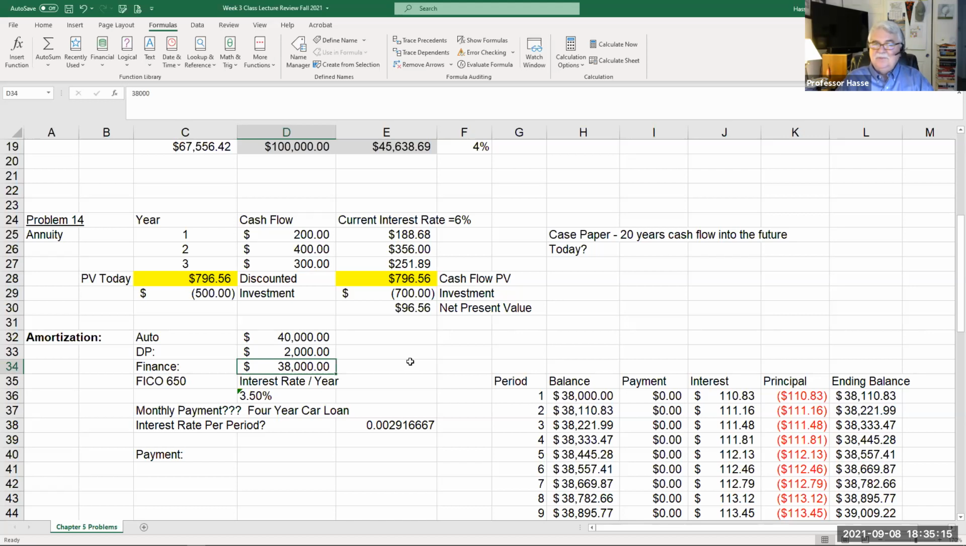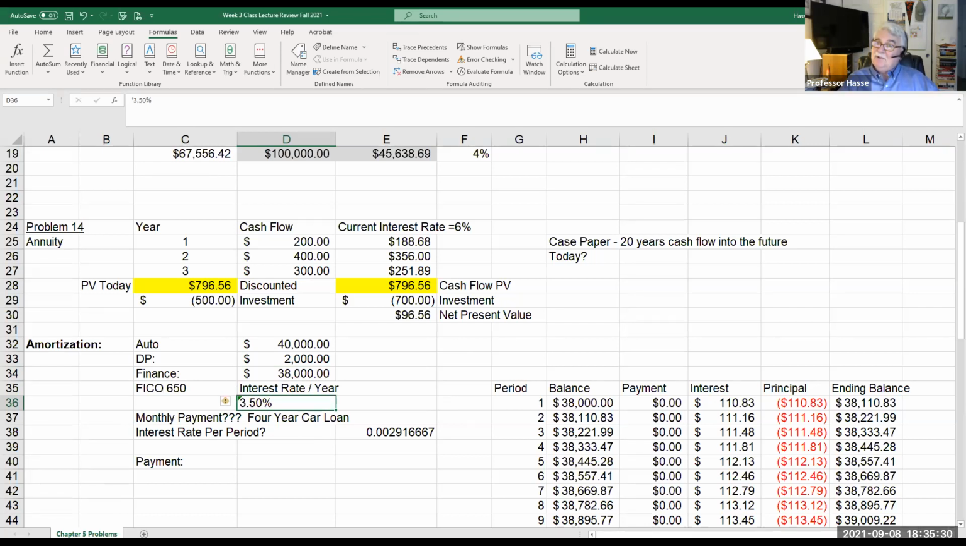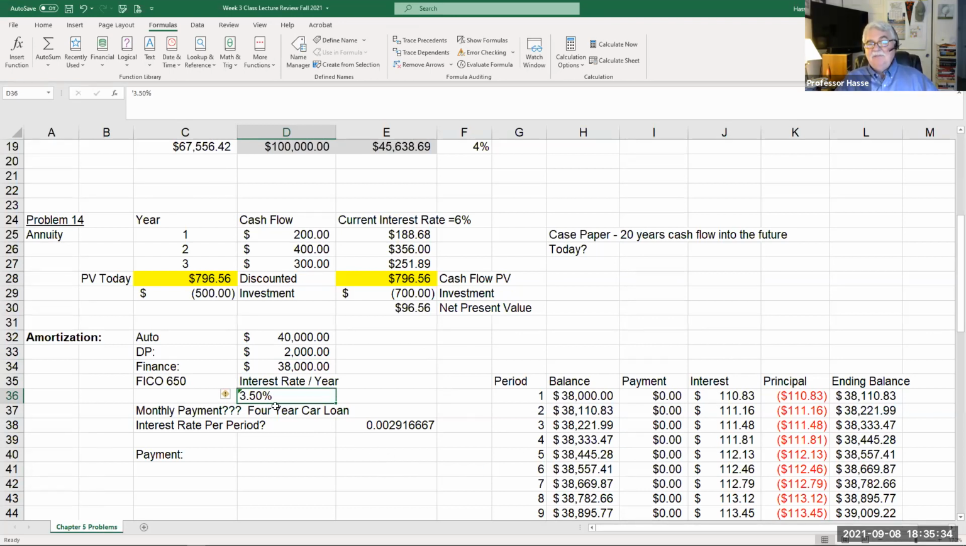But this is what they do. They take that amount and they go back in and check your FICO score. And that FICO score will determine the interest rate they'll give you on the loan. And that interest rate will determine how much of a payment you've got to make over the life of the car loan. So let's say they run my credit and I have to pay a 3.5% interest rate a year, which is not bad. I must have pretty decent credit.